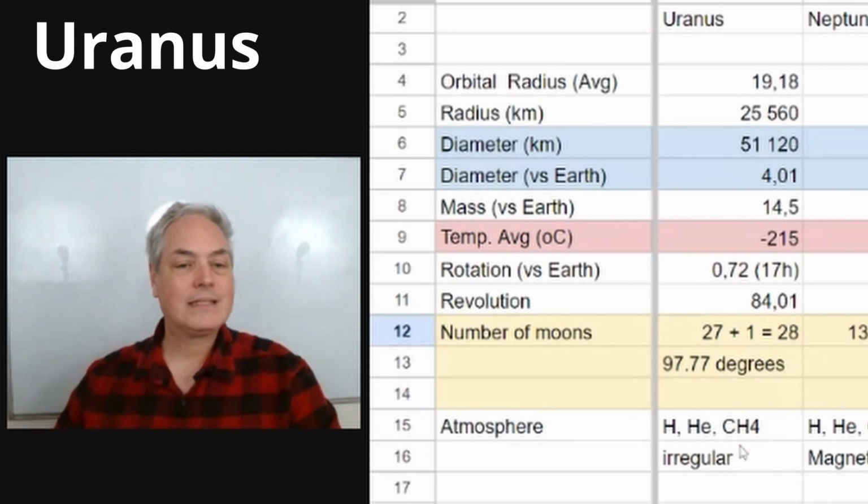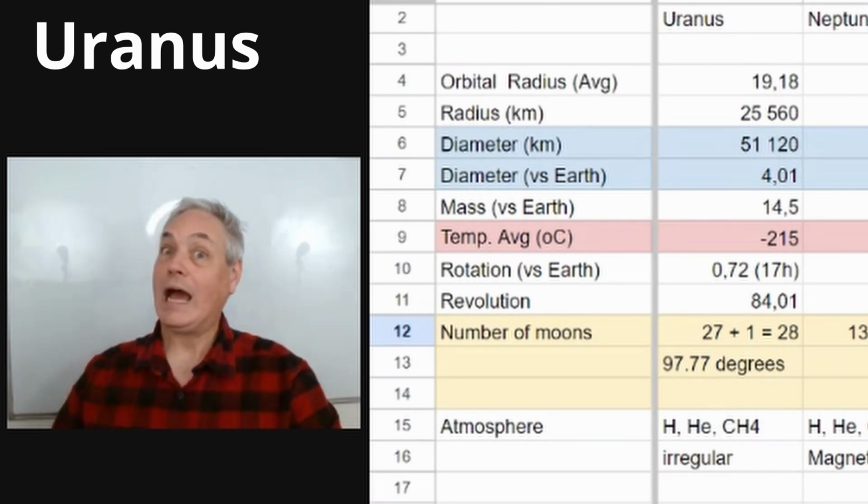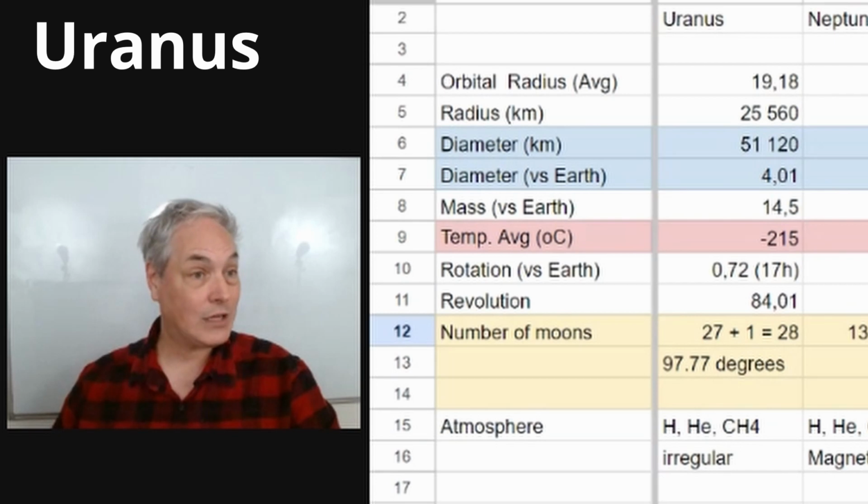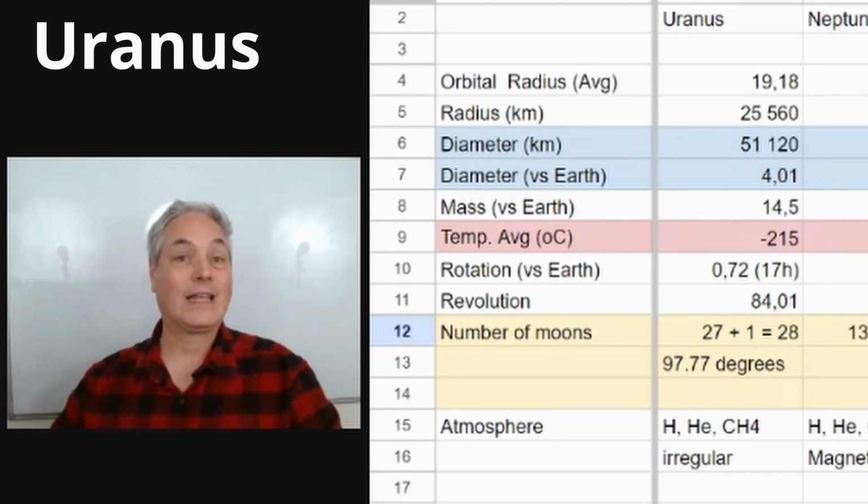With respect to the magnetism of this planet, it appears to be very irregular. I don't know much more about this, and if you have any questions, I'd be more than happy to answer that question for you. And so that's what we know about Uranus.